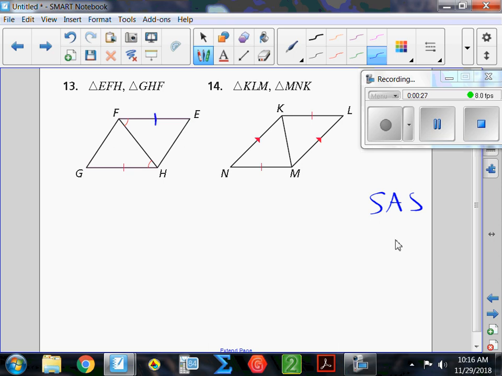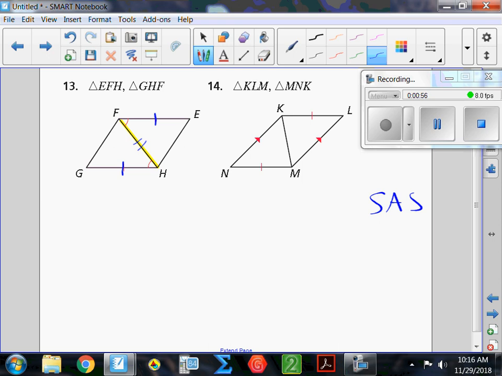You were given in the diagram that FE and GH are both congruent. As a reminder, if the two triangles share a side, like FH, then that side counts as a side for both triangles. That's the reflexive property. FH is congruent to itself. FH is inside both triangles, or a segment of both triangles, so it does count.